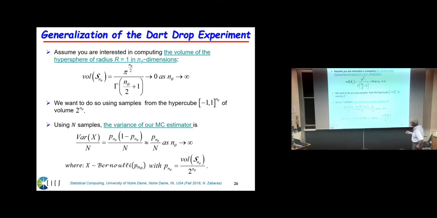And let me give you what the exact pi is. The exact probability that you will hit the hypersphere is the volume of the hypersphere divided by 2 to the power n theta. And you know what happens, how big is this probability when n theta goes to very high?